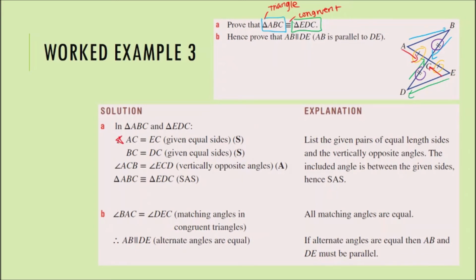So that would be in red. All right. BC equals DC. So let me just do that in purple. BC equals DC. And that would be there.